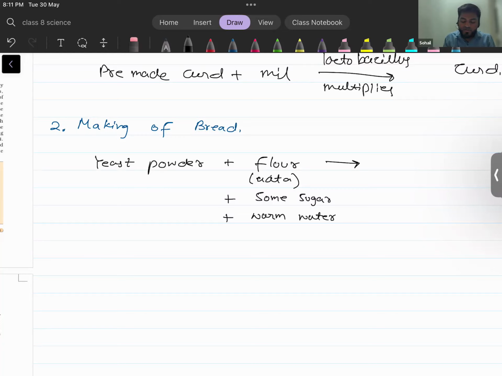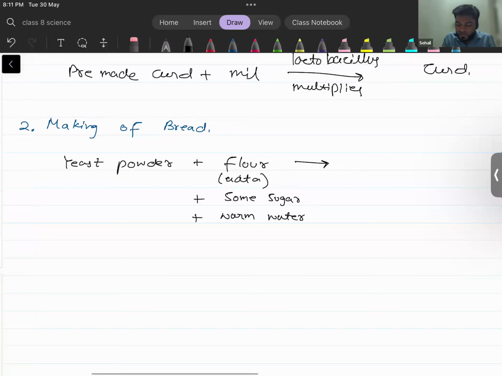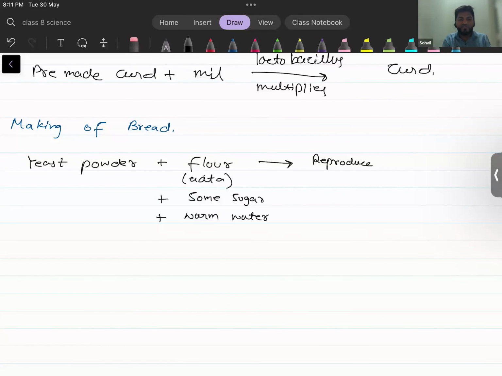Now what will happen? This yeast has got a very good environment to multiply further, so it will start to reproduce. Reproduce means it is basically multiplying from 1 yeast to 2 yeast, from 2 to 4, 4 to 8. The number is just multiplying. It is increasing there.